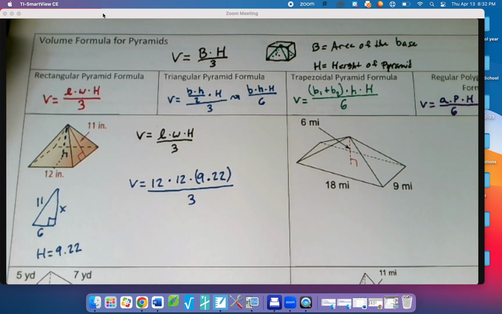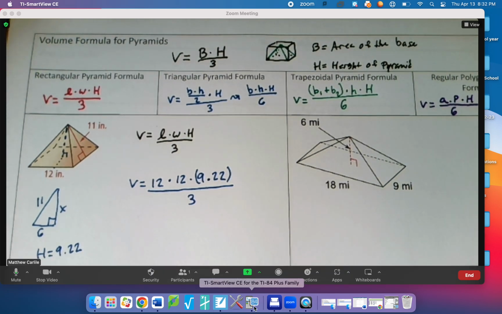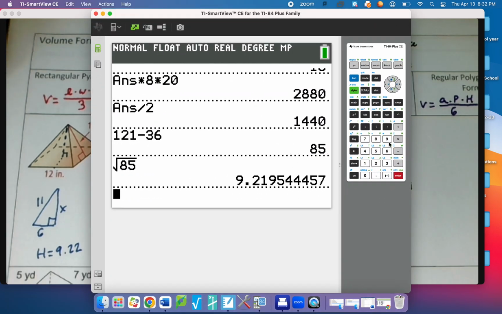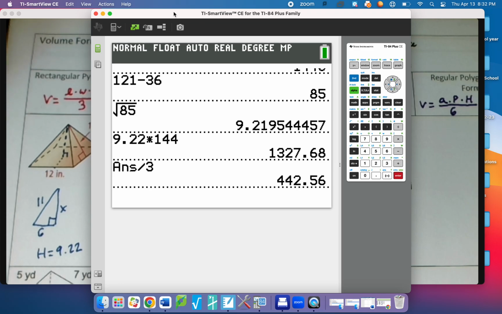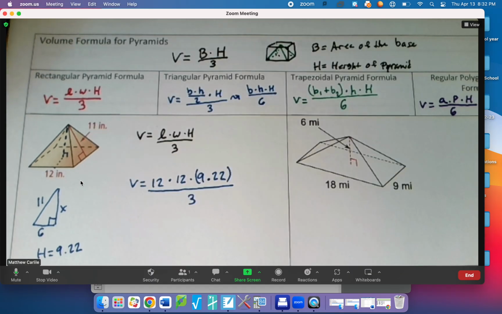I'm going to go back to my calculator. I'm going to take that 9 point, whoops, hit the decimal point a few too many times. Go back, delete that. 9.22. I'm going to multiply that by the 12 times 12, so 144. Divide by 3. So the volume is 442.56.